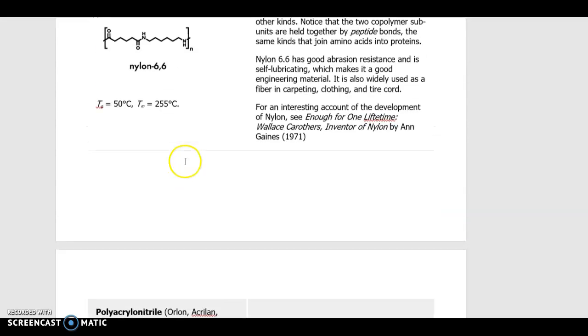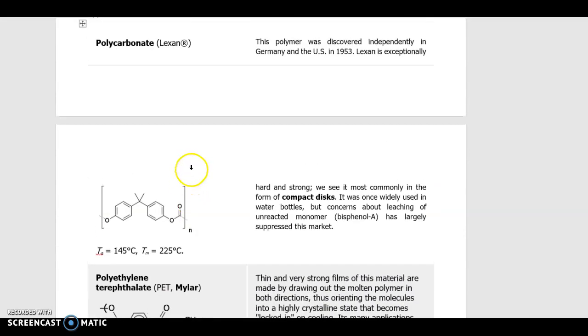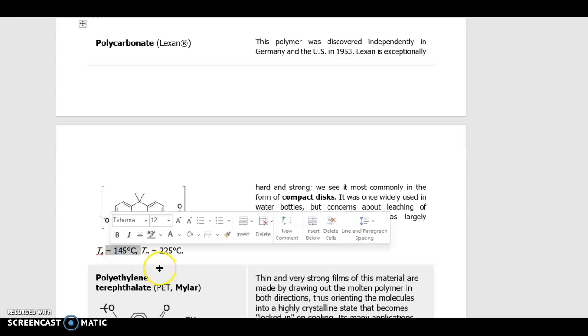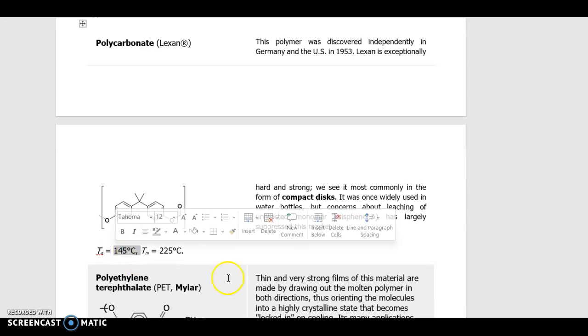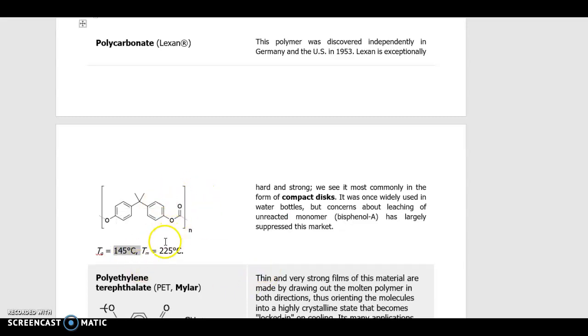The reason that we liked polycarbonate so much early on was because its TG is 145. 145 is well above the boiling point of water, which is 100. So we liked this. We could use it for baby bottles. You could sterilize it, pour boiling water in it. That was great. Except for the fact that one of the monomers right here is BPA. So the safety concerns are really about unreacted BPA.